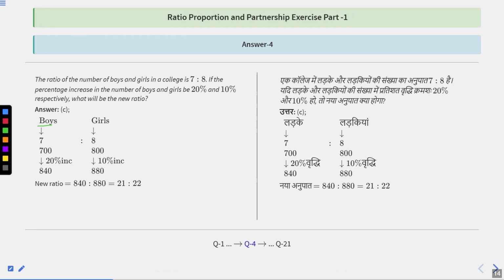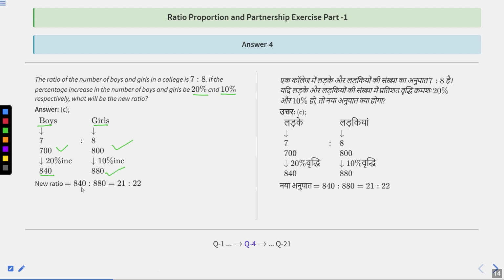Now, boys and girls are in the ratio 7:8. So we can multiply 100 on both sides. So we let 700 boys and 800 girls. The question says boys increased by 20% and girls increased by 10%. So 700 increased by 20% is 840. 800 increased by 10% means an increase of 80. Add it, it will become 880.